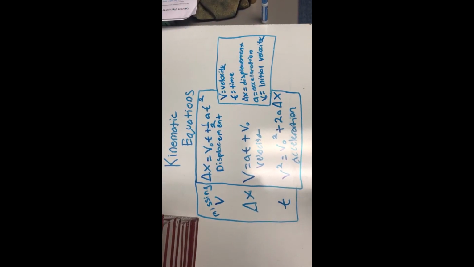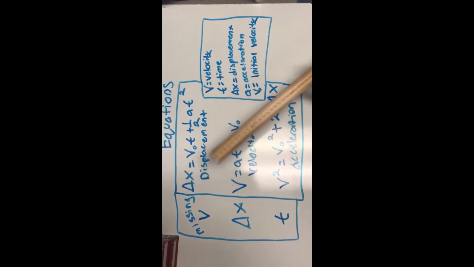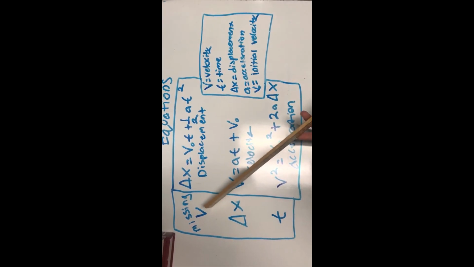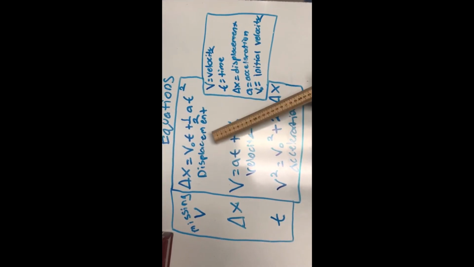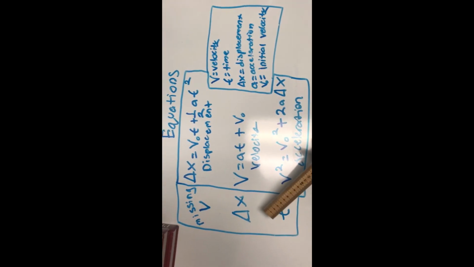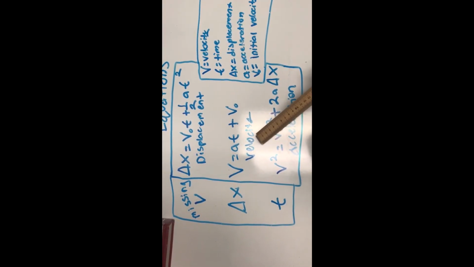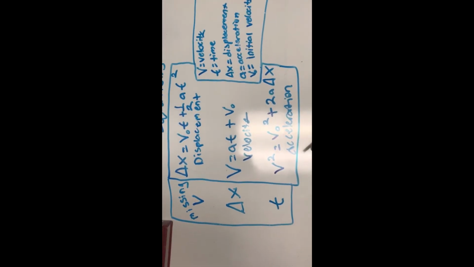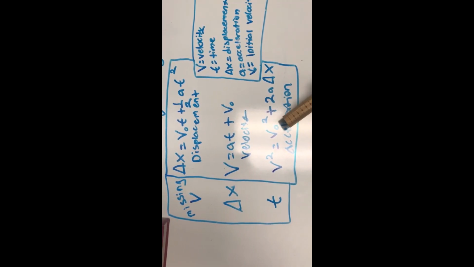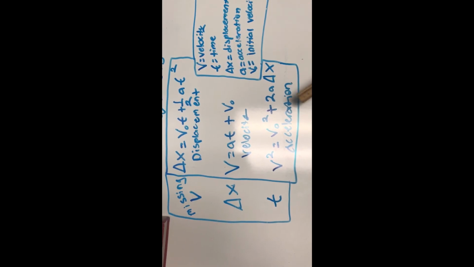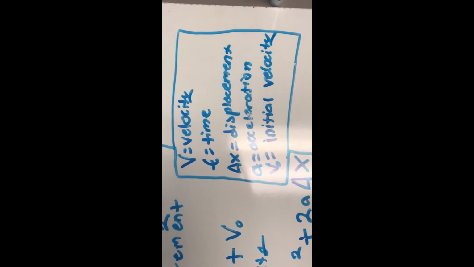The three main kinematic equations you use to solve for displacement, velocity, and acceleration. The displacement equation is missing final velocity, and it's change of x equals initial velocity times the time plus 1/2 at squared. The velocity equation is missing change of x, and it's velocity equals acceleration times time plus the initial velocity. And the acceleration equation is missing time, and it's velocity squared equals the initial velocity squared plus 2a change of x. And these are all of the terms with what they stand for.